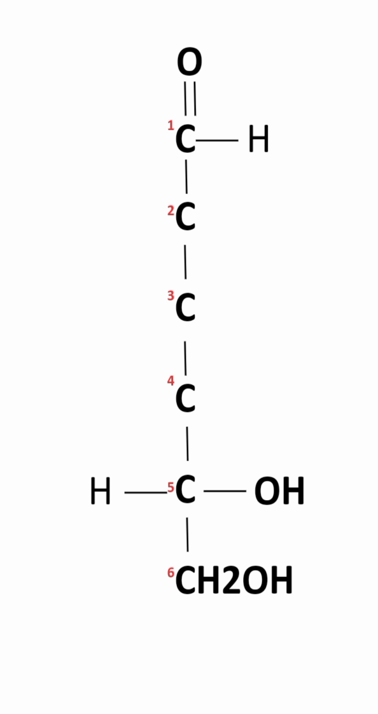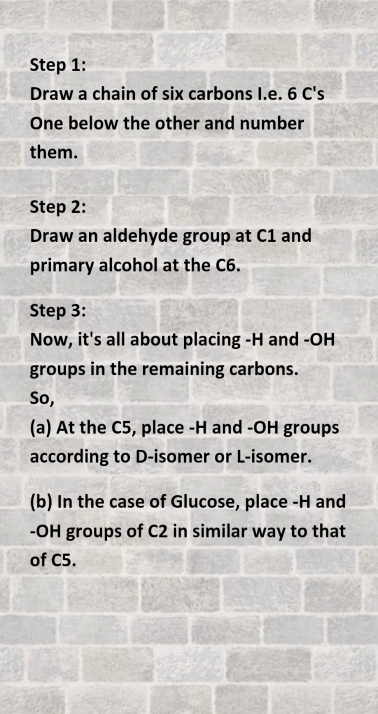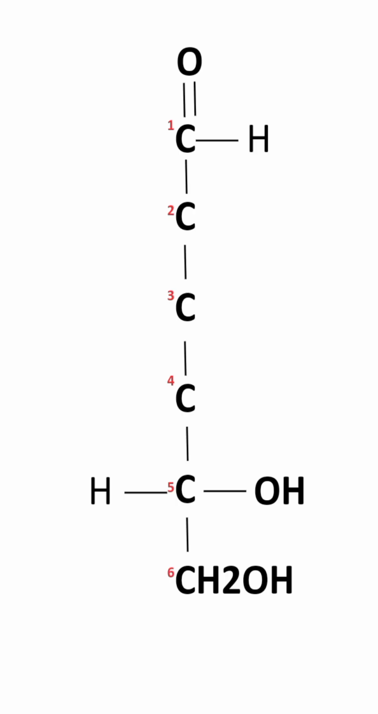If you are confused here, go and watch a video on understanding D and L isomers, which is there on my channel, and come back in here. Okay, so now that we have completed C5, now draw the exact same pattern of H and OH groups on C2, like this.